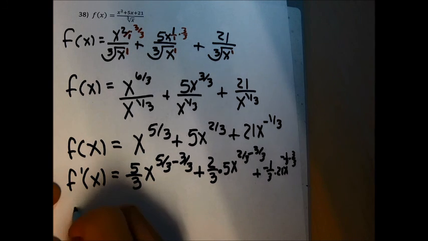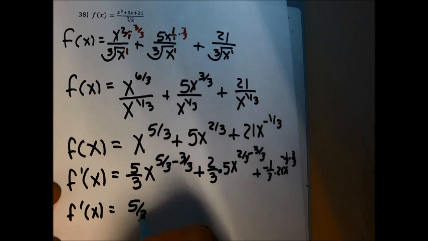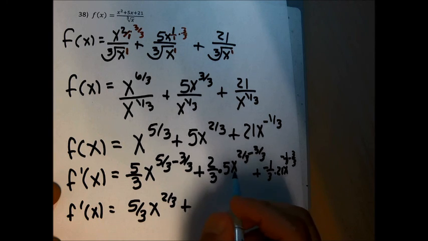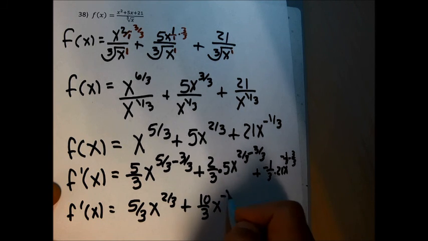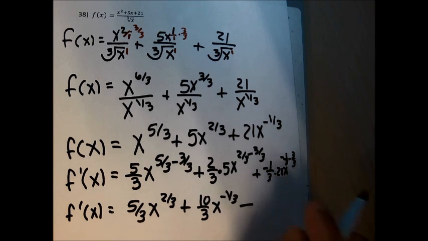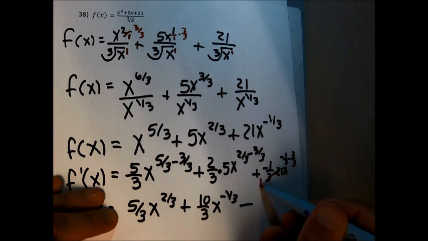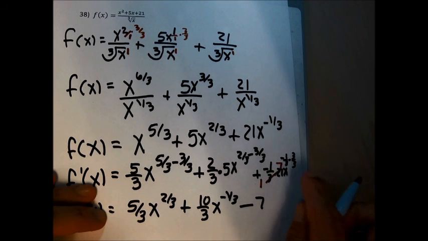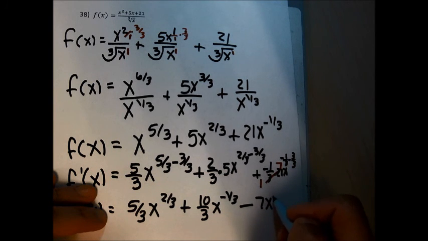Clean this up now. I get f prime of x equals 5/3 x to the 2/3 plus 10/3 x to the negative 1/3 minus, because the plus times the minus gives me a minus. The 3 cancels with the 21. The fraction goes away because the 3 turns to a 1. The 21 turns to a 7, so I get minus 7. The exponents have the same sign, so I add the 1 and the 3 and get x to the negative 4/3.